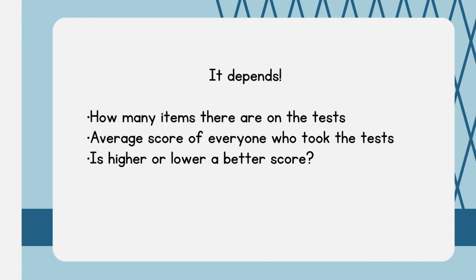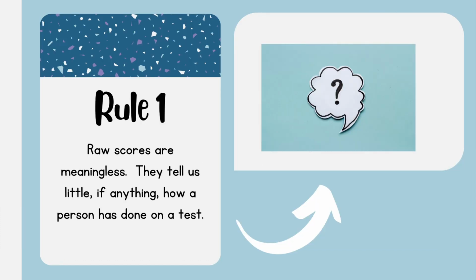Raw scores are like the most basic measurement of a performance on a test. They don't take into account the difficulty of a question or any other factors. It's just a simple tally of the points that you have earned. Thus, we come to rule number 1. Raw scores are meaningless. They tell us little, if anything, about how a person has done on a test.